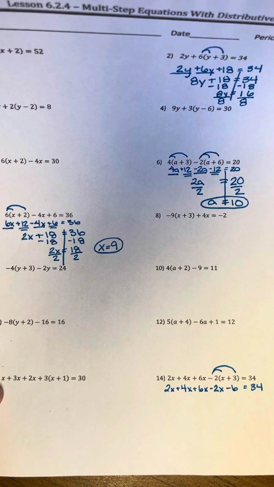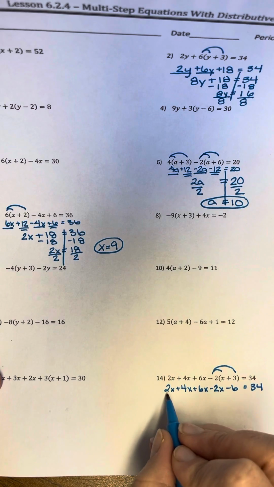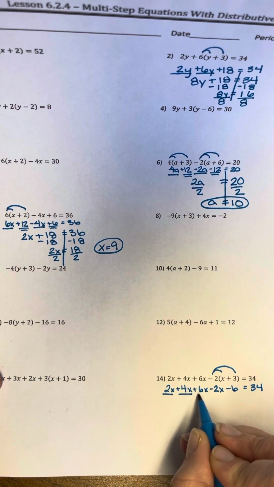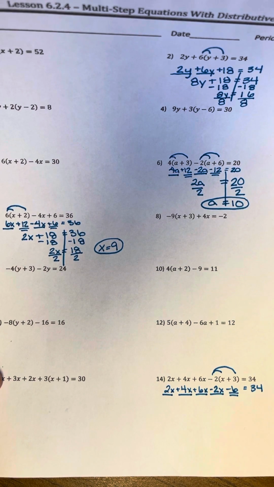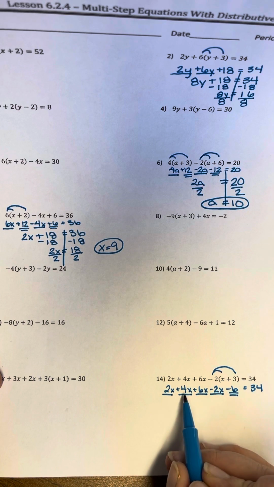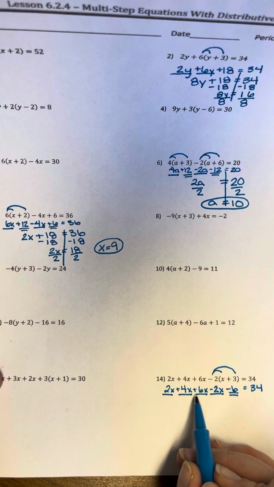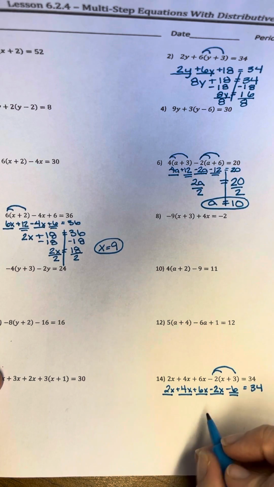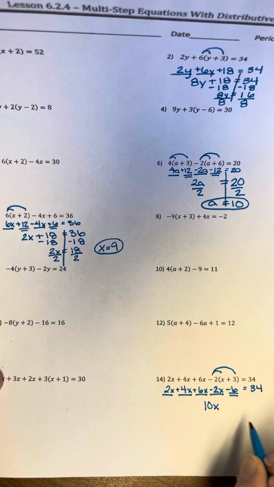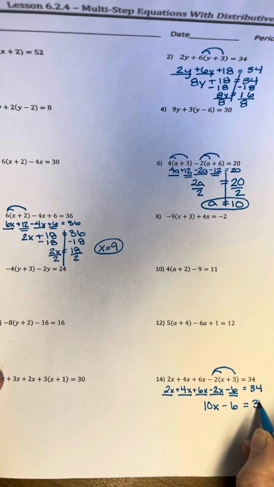All right, combine your like terms. Like terms, 2x, 4x, 6x, negative 2x. Well, I don't have anything to combine with negative 6, so this is really an easy problem. 2x plus 4x is 6x. 6x plus 6x is 12x. Minus 2x is 10x. Minus 6, because we didn't have any like terms, equals 34.